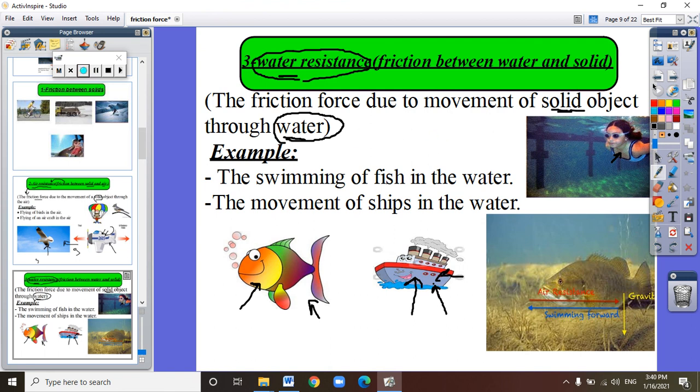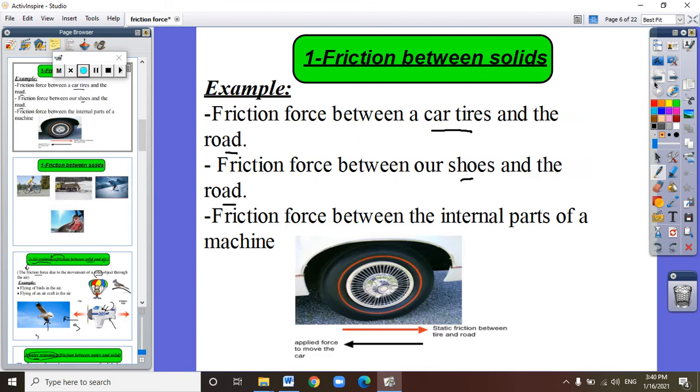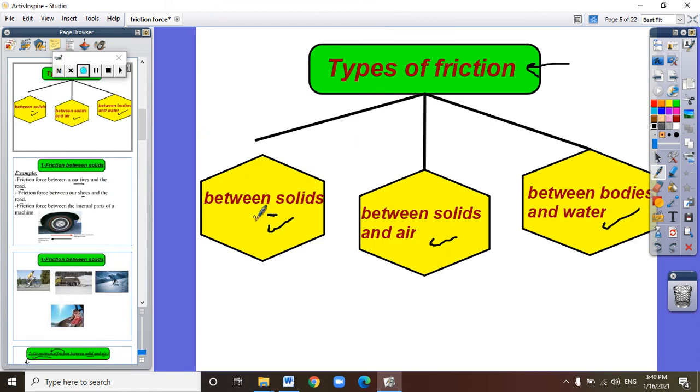And don't forget that we have three types of the friction force: the friction between solids, friction between solids and air, which is called air resistance, and friction between solids and water, which is called water resistance.